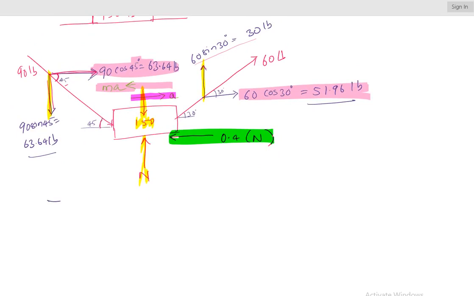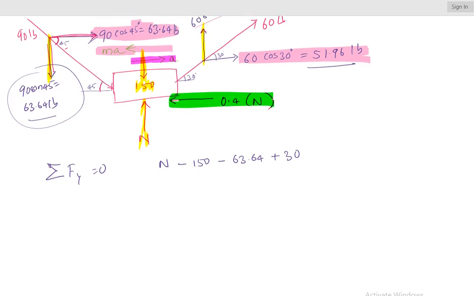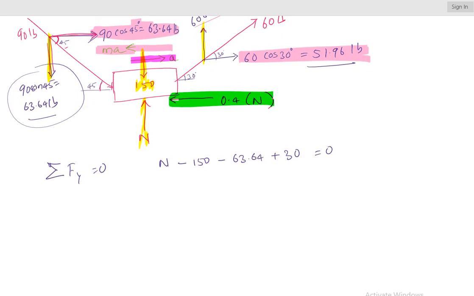Let's do sigma Fy equal to 0, all the vertical forces. Anything going down, I'm going to take as negative. It doesn't matter, it's just a convention. Going up is positive: N is positive, minus 150 going down, negative. We have this going down, so that'll be negative 63.64. We have this going up, so that's plus 30. Anything else? I think that's it. We have covered all of it. So this is all equal to 0. Let me just do the math.